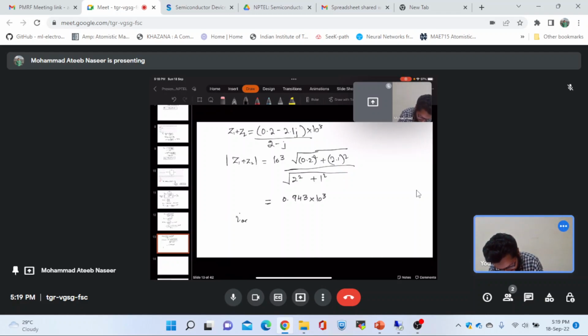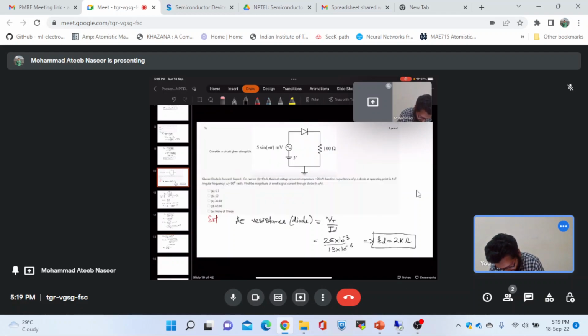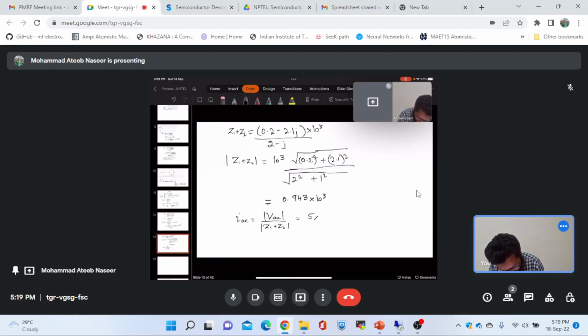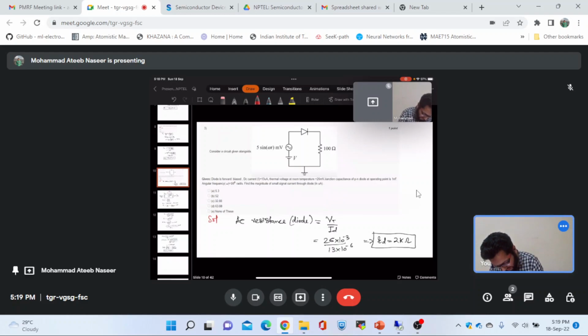Now IAC will simply be equal to VAC by Z1 plus Z2. VAC is having the magnitude of 5 millivolts. So it is 5 into 10 raised to power minus 3 divided by 0.943 into 10 raised to power 3, or IAC is simply equal to 5.3 microamperes. Let's check the options. So it's option A, which is matching. So we will go with option A.